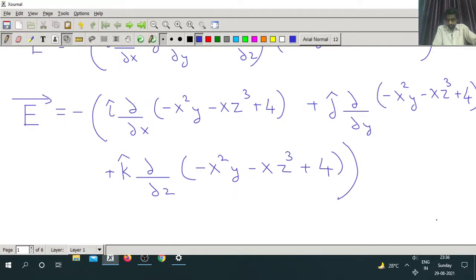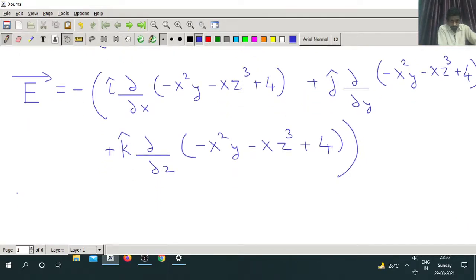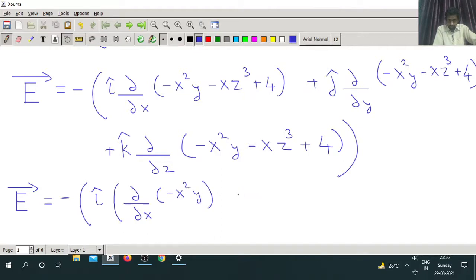So our next step will be, we can take the electric field intensity equal to minus, I can take it as common over here, and you can see this is the I cap. Now we can differentiate this whole expression, so this will be d by dx of minus x square into y, plus d by dx of minus x into z cube, plus d by dx of 4.